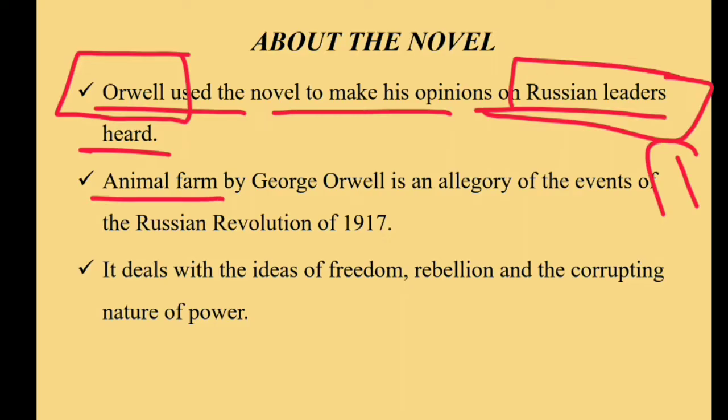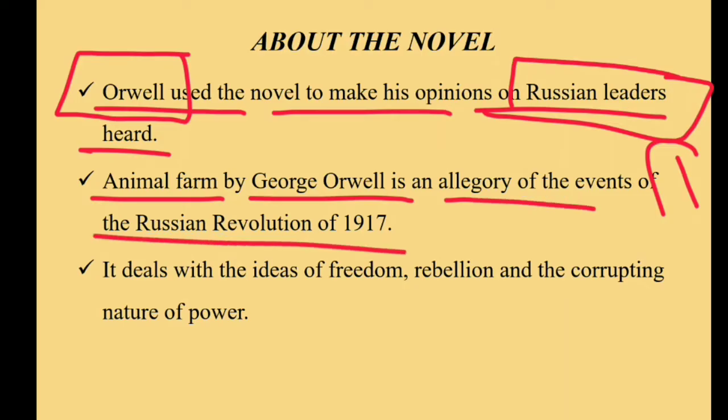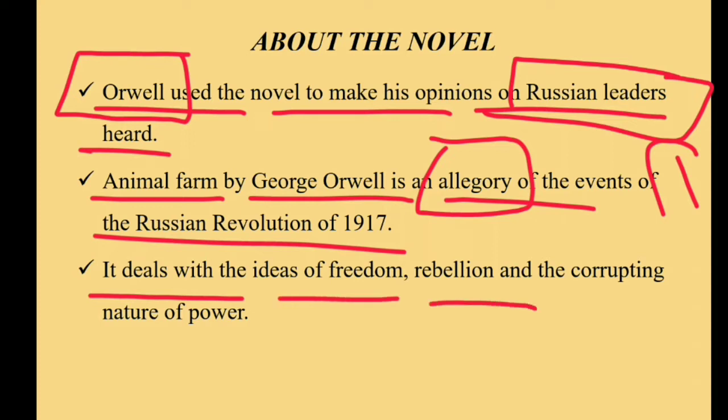Animal Farm by George Orwell is an allegory of the events of the Russian Revolution of 1917. I have already told you. Allegory means representing, symbolizing somebody. Okay, so this entire farm is allegorical to the Russian Revolution. All right, it deals with the idea of freedom, rebellion, and the corrupting nature of power. This also I have already discussed in earlier slides, so we will move ahead.